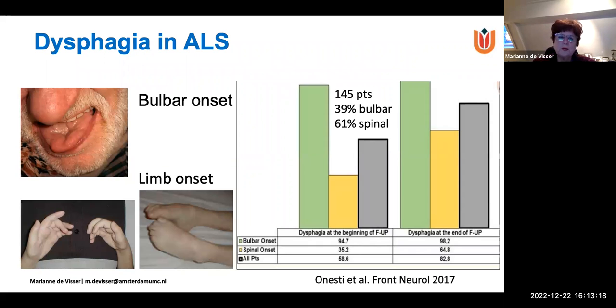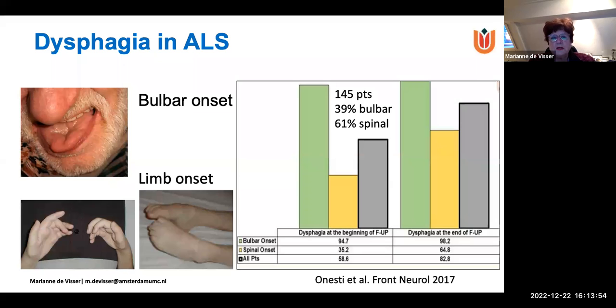Obviously, in progressive muscular atrophy, dysphagia can also be a prominent symptom, but usually in advanced cases. It never is a presenting symptom. Whereas this is the case in ALS, as you can see, in 30 to 40% of the cases, there is a bulbar onset with dysphagia and dysarthria. And in only a very small percentage, there is respiratory involvement as presenting signs, and by far the majority has a spinal onset of disease.